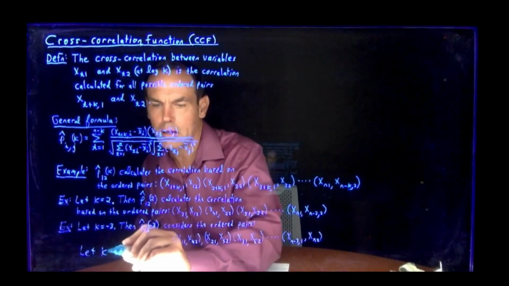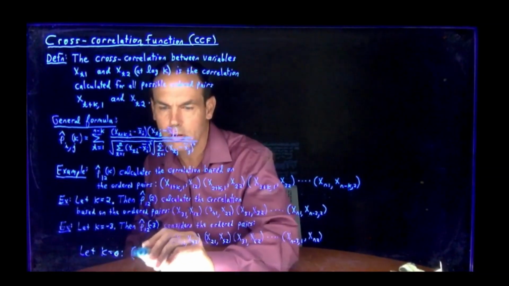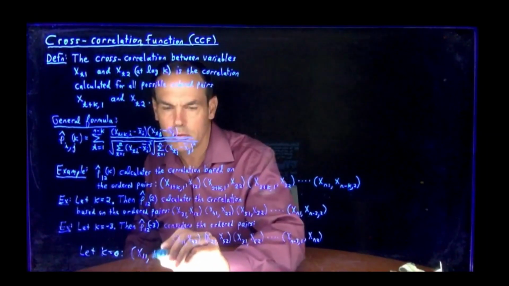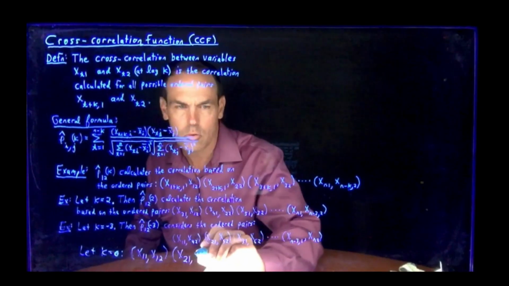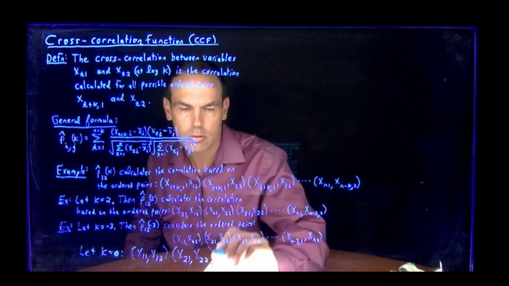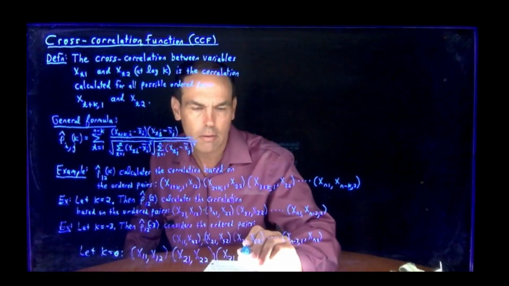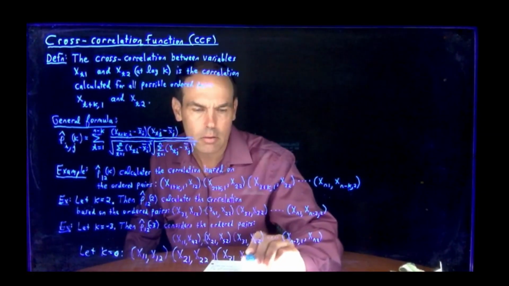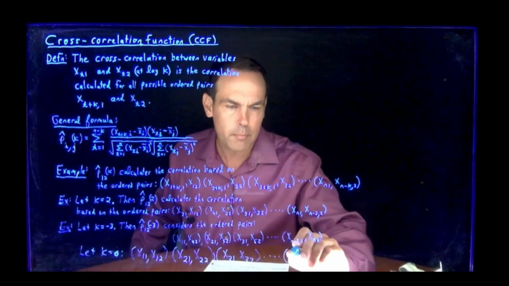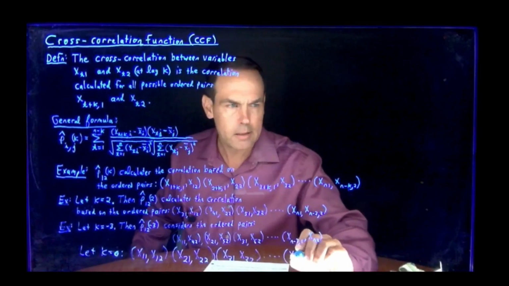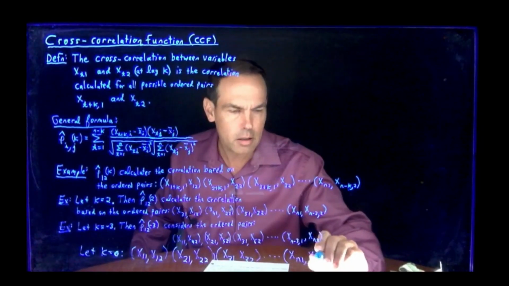If we let k equals 0, then what we have are the ordered pairs x11, x12, x21, x22, x31, x32, and that goes all the way out to the end, which would be x n1, comma x n2.